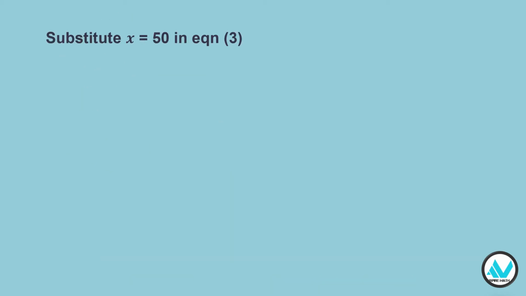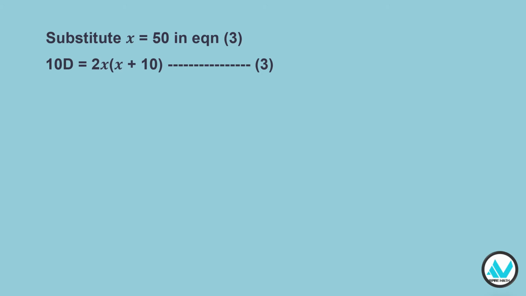Now let me discard speed equal to 0. Therefore, the other speed is nothing but 50 kilometers per hour. But they have asked us to find the distance. We know that distance is nothing but speed into time. Also, we have already found the distance equation. So let me substitute x equal to 50 in equation 3.